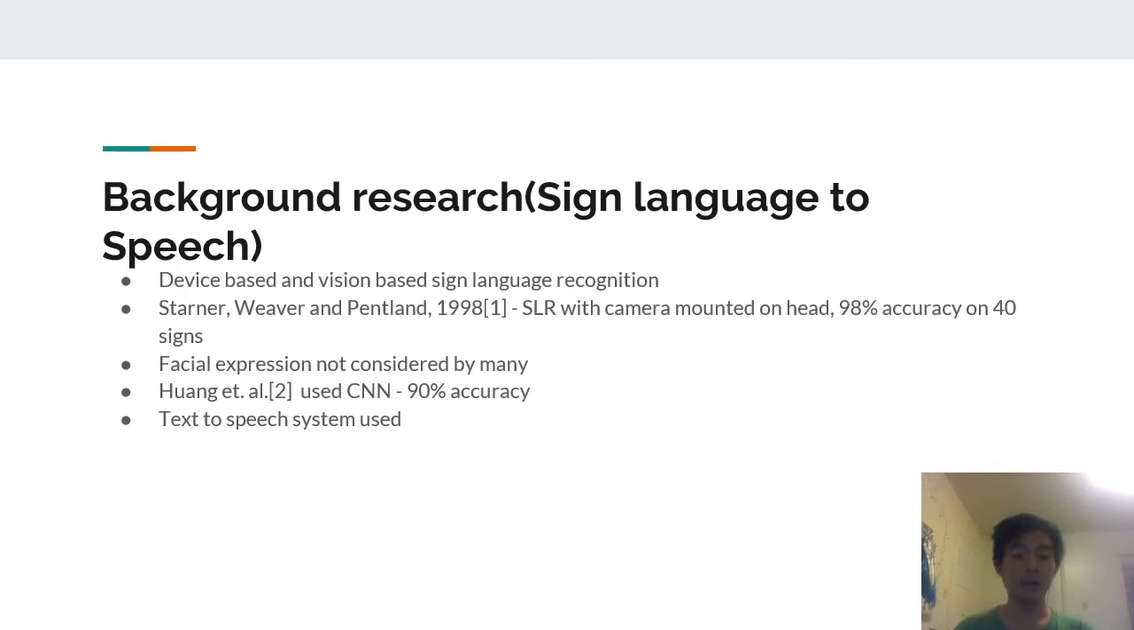There has been some background research, mainly to recognize sign language, where device-based and vision-based approaches have been used. Starner, Weaver, and Penland even used a camera mounted on the head to detect sign language, and they got considerable accuracy, 98% on footage signs. But unfortunately, facial expression has not been considered by many. Wang has used it and gained 90%, but I think more researchers should consider it. And text-to-speech is one of the most preferred forms to convert to speech.